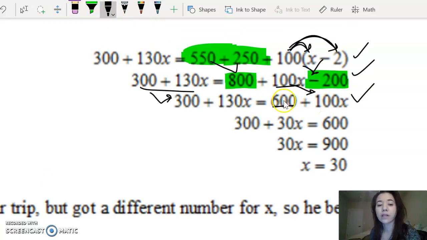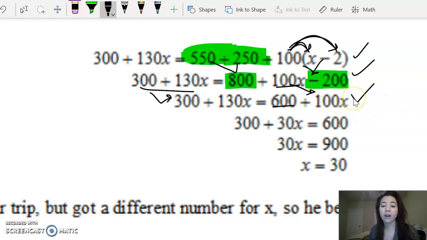Okay, here's where things get complicated. I know we struggle with variables on both sides. Okay, so there's no other simplifying we can do. 300 and 130x, that's already simplified. 600 plus 100x, again, we can't combine those. This one doesn't have an x, this one does. There's nothing else to combine, there's no distributing.